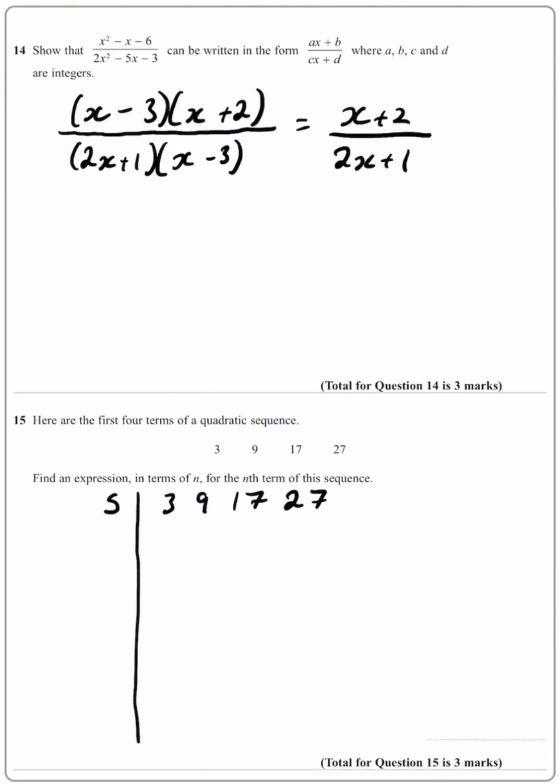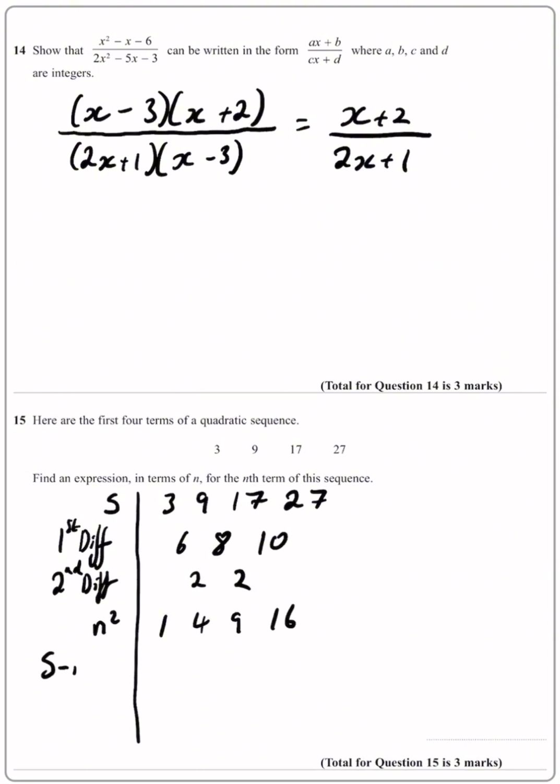Question 15, our quadratic sequence, let's call that S, is 3, 9, 17, 27. And the first differences between each of those are 6, 8, 10, which is not the same, so I'll calculate the second difference. Those are 2 and 2. So I'll halve that second difference to make 1, and I'll do that many lots of n squared, so 1 lot of n squared: 1, 4, 9, 16. I'm going to subtract 1, 4, 9, 16 from our sequence S, leaving us with 2, 5, 8, 11.